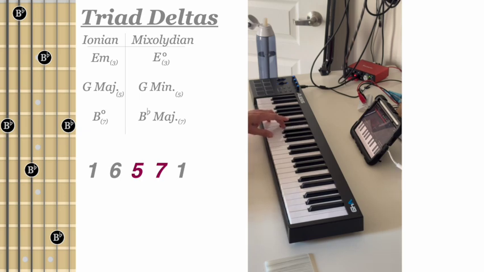Now let's go ahead and listen to that in Mixolydian, only this time our 5th, as opposed to a G major, is going to be G minor, and as opposed to B diminished, it's going to be B flat major. So let's go ahead and listen to that. And one more time. I slipped on that, so I'm going to do that one more time. Again, this is Mixolydian.